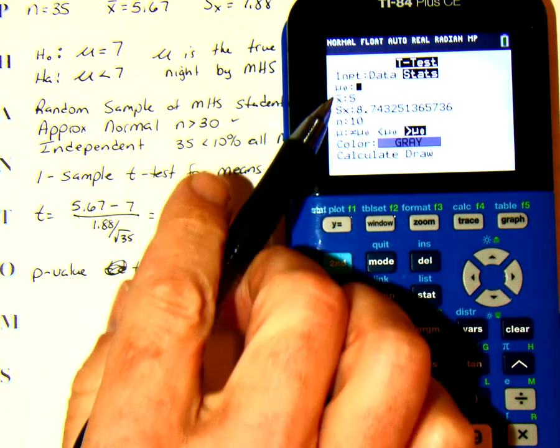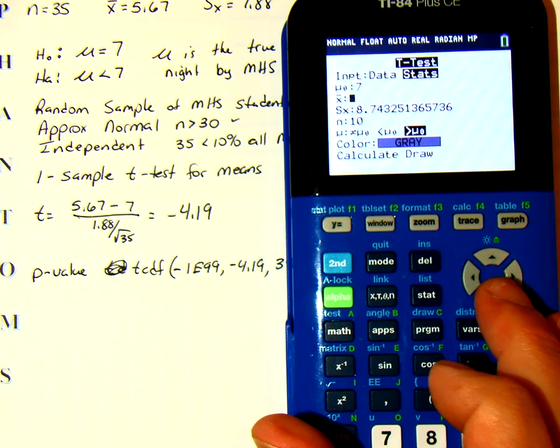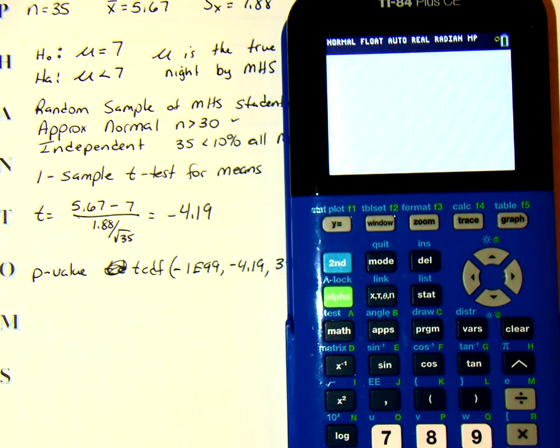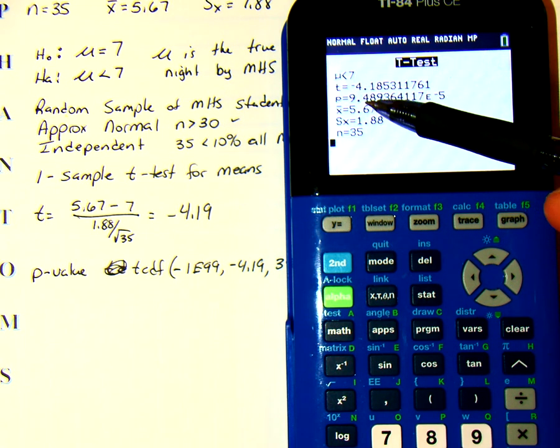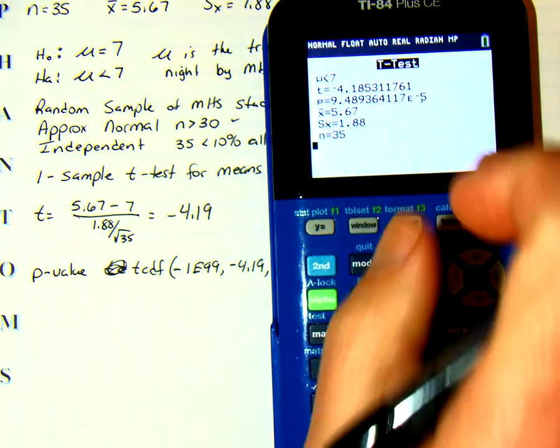So there we go. My null mean was 7. The x-bar, I don't know why that says 5, but we're going to type in 5.67. The standard deviation was 1.88. My sample size was 35. We are testing to be less than the null mean, and we're going to calculate. So as we do this, we can see that we got a t-value of negative 4.19, which is exactly what we had from our calculation, and we got a p-value of 9.49 times 10 to the negative 5th again. So we got that same number as well.